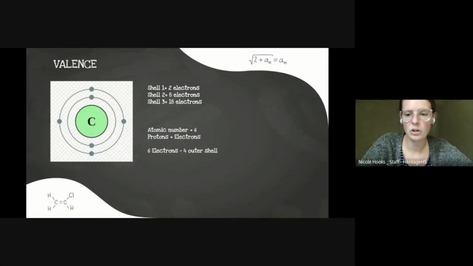And most of them, when you look at the atomic number on the periodic table, that's what tells you this is the number of protons and the number of electrons. And as you can see, the first shell has 2 electrons and it's filled. And then the second shell only has 4. And so it has 4 outer shell electrons. And we'll talk specifically about valence in a little bit.